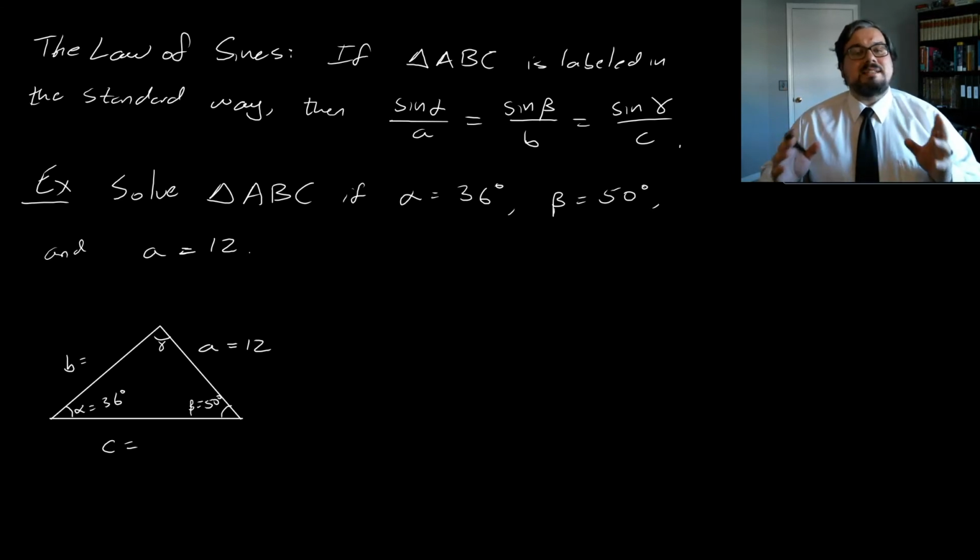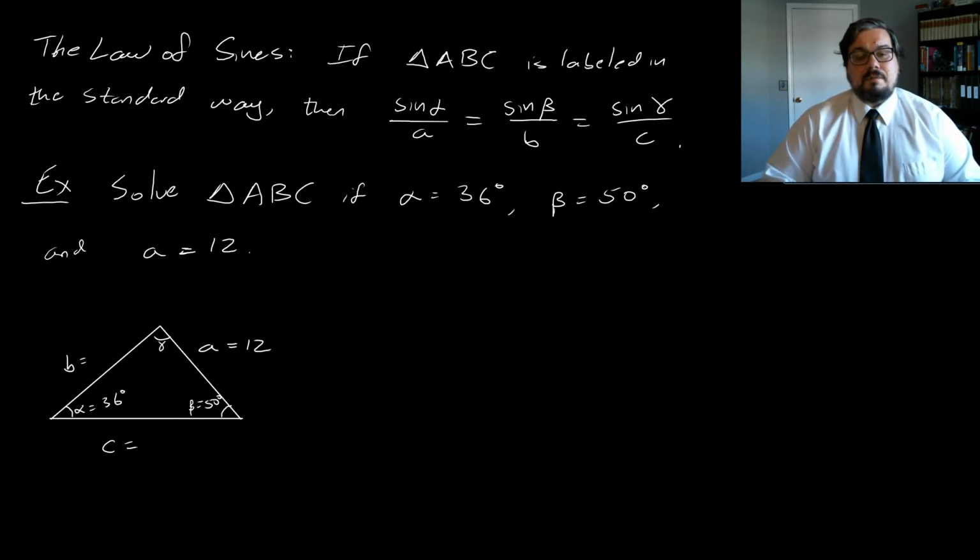Now, there are a couple of different arrangements of the data that you can be given. You always need to be given at least 3 pieces of data between angles and side lengths. In this case, we're given 2 angles and 1 side. This is the easiest collection of data to use. If we have 2 angles and 1 side, first of all, figuring out the other angle is very easy, and that's because we know that the sum of the interior angles of a triangle is 180 degrees.